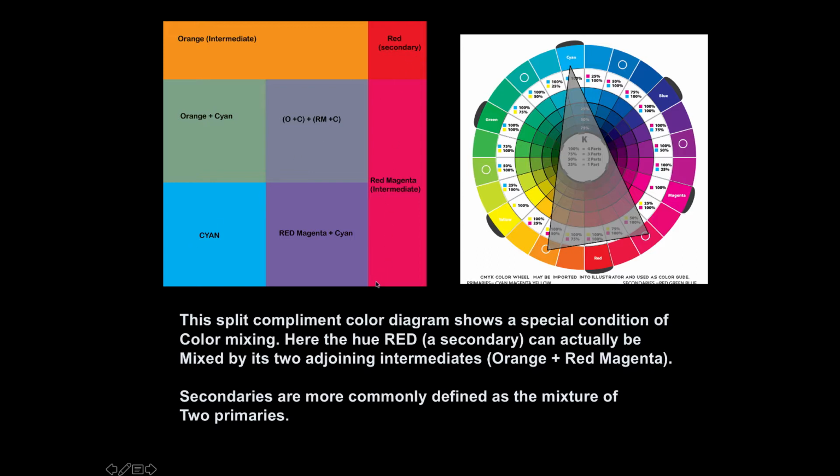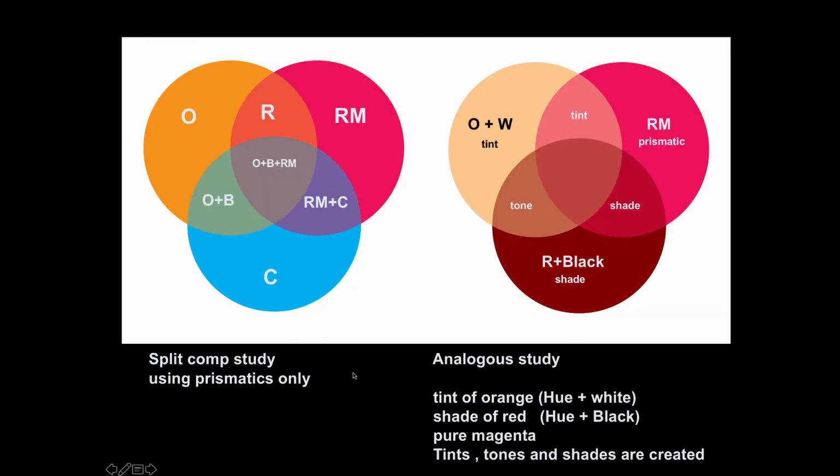So we know that the rule is that to make intermediates, you mix a primary and a secondary together. That gives you an intermediate. But here's something that's also kind of interesting: if you mix two intermediates together, you will get a secondary. It's sort of an unusual way to get a secondary, but you can see that that would happen. Okay, let's look at the hues that we're going to use for a study and how this would work.